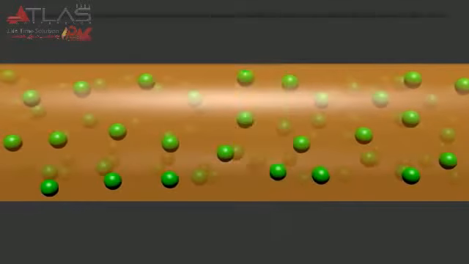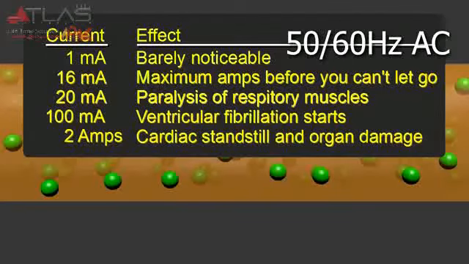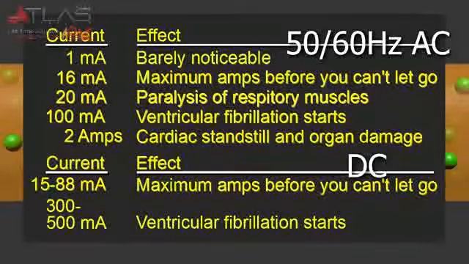Here's a table used in a few governments' health and safety documents, telling you what happens to your body when different amounts of current flow through it. It's for both 50 and 60 Hz alternating current, or AC. That's what you get from your wall socket in many countries. For direct current, or DC, the current has to be higher, but the numbers are still in the milliamps.